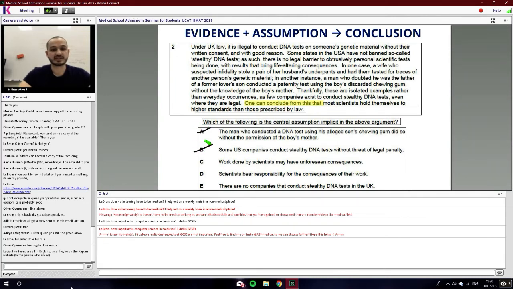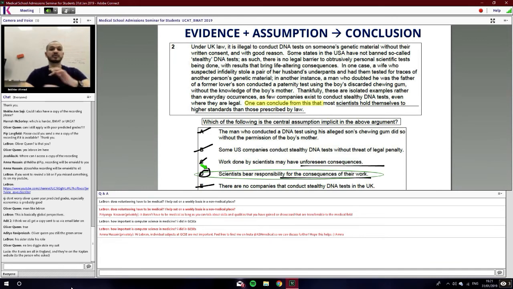C, work done by scientists may have unforeseen consequences, right? That's decent. D, scientists bear responsibilities for the consequences of their work, right? That's a much better answer. So in this case, I would eliminate C because D is definitely better than C. And then finally, E, there are no companies that conduct stealthy DNA tests in the UK. We don't know that information, so I would eliminate that. Leaves me with D, which is the correct answer.